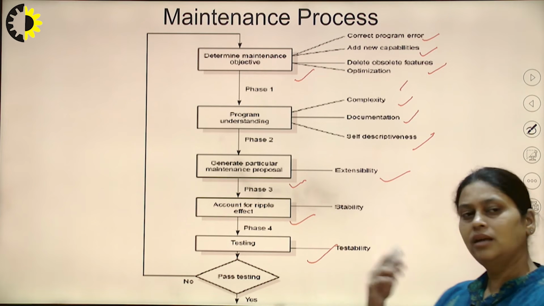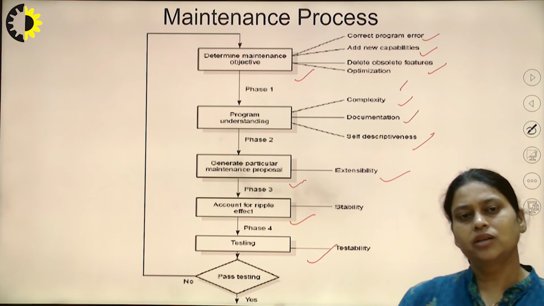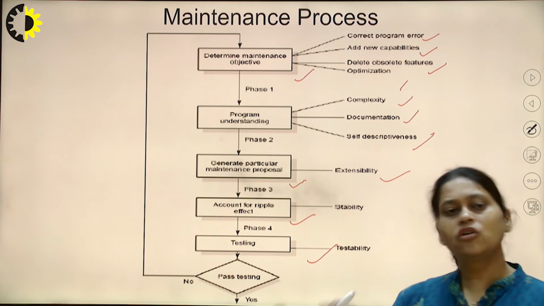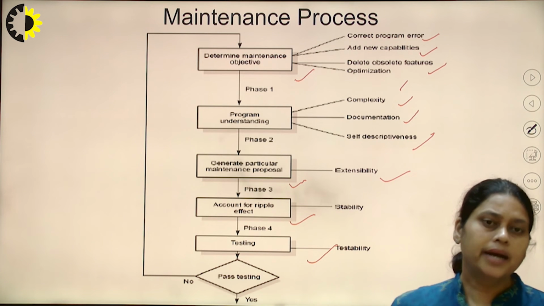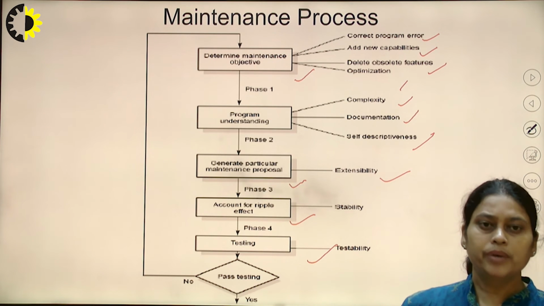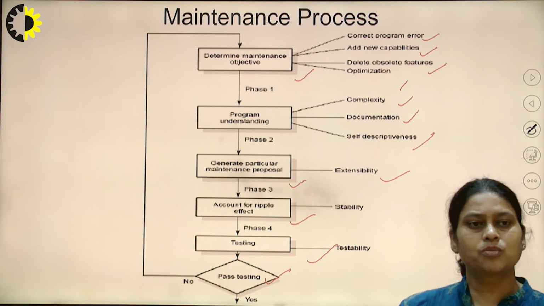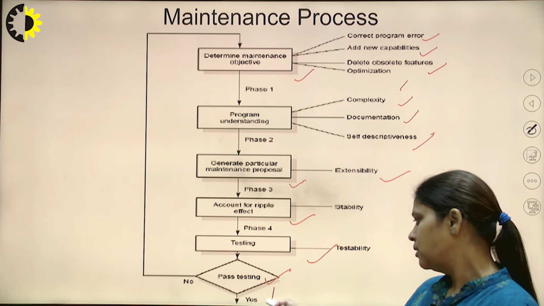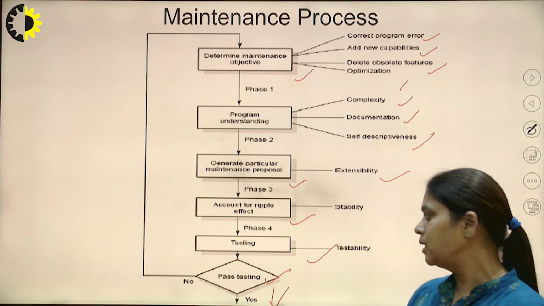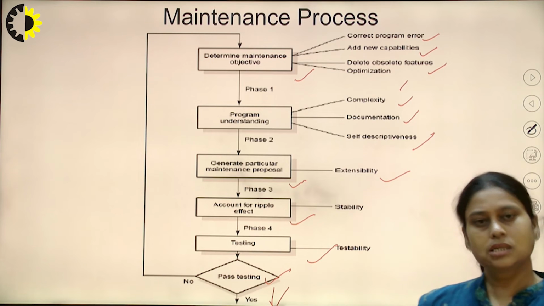Then again there is a need for testing. After the maintenance, after modification, there is a need for testing again, and that type of testing is called regression testing, which is done in the maintenance phase. And finally, if the system passes the testing, then yes, otherwise we have to iterate the whole process again.